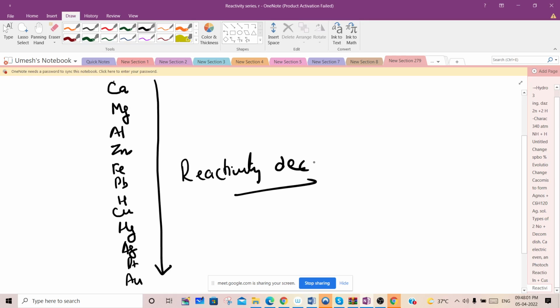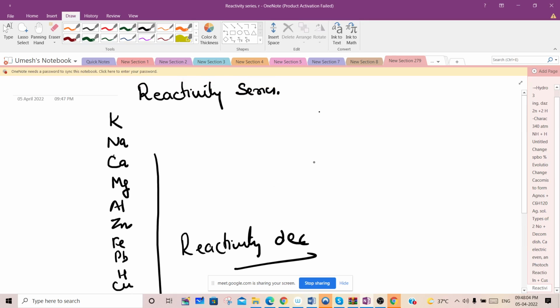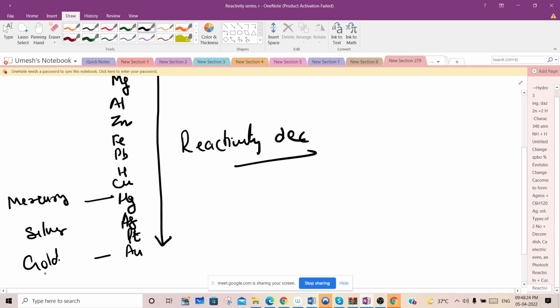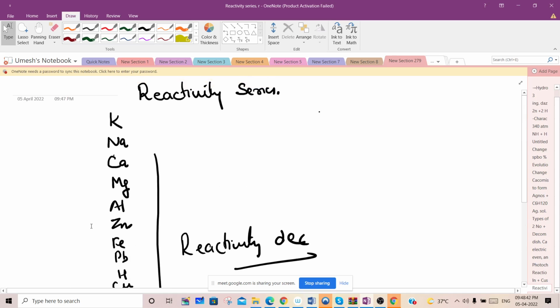Most reactive is potassium, that is up, and as you go down, what is after Cu? Copper, then after that is mercury. Hg is for mercury. Ag is for silver. Pt is for platinum. Au is for gold. So always more reactive element displaces the less reactive element.